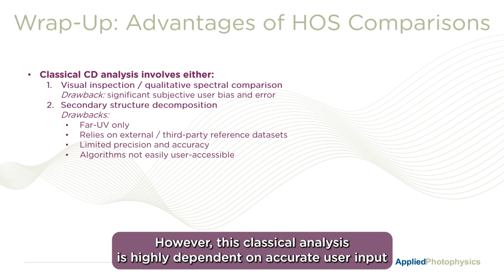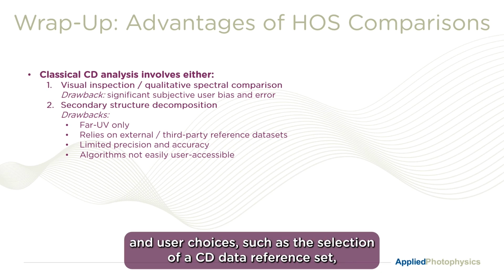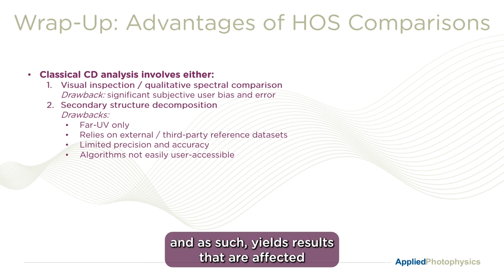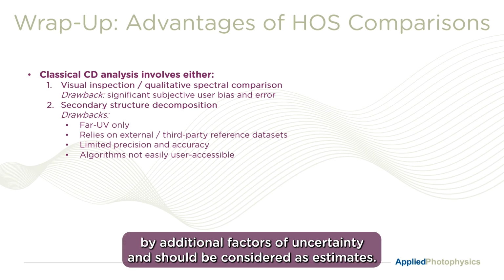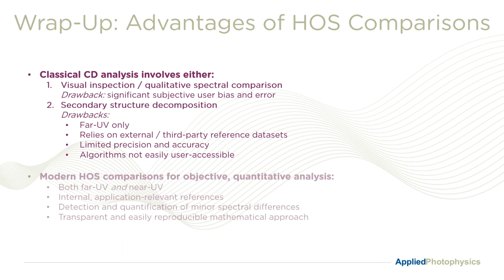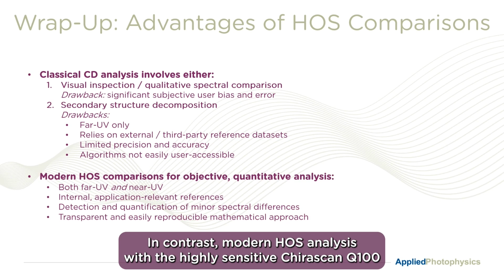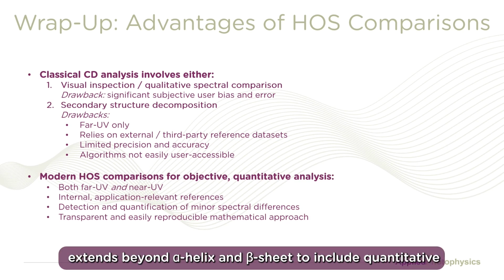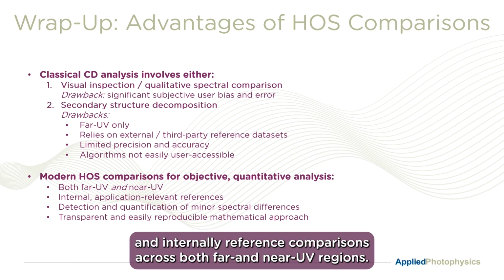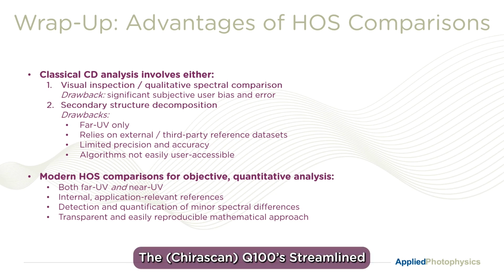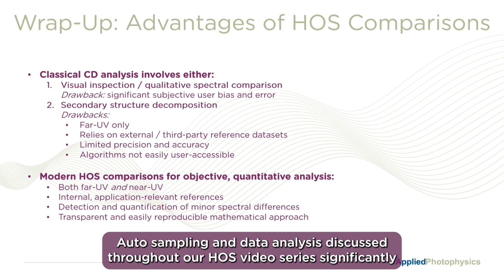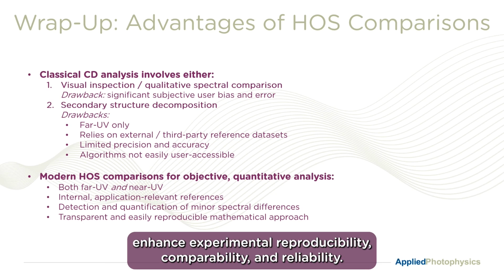However, this classical analysis is highly dependent on accurate user input and user choices such as the selection of a CD data reference set, and as such, yields results that are affected by additional factors of uncertainty and should be considered as estimates. In contrast, modern HOS analysis with the highly sensitive Chiroscan Q100 extends beyond alpha helix and beta sheet to include quantitative and internally referenced comparisons across both far and near UV regions. The Q100's streamlined autosampling and data analysis discussed throughout our HOS video series significantly enhance experimental reproducibility, comparability, and reliability.